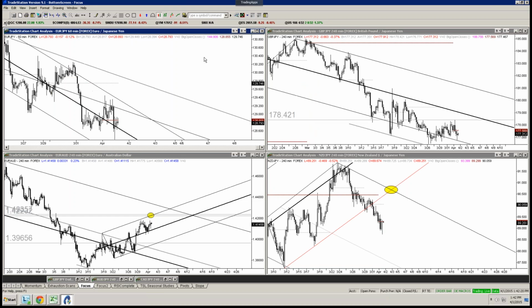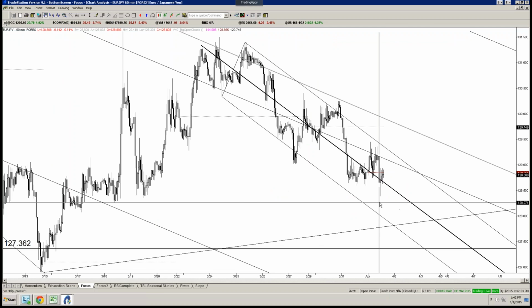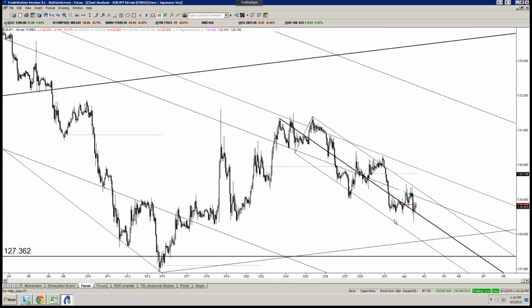In any case, with euro yen coming off into these, I don't really see much to do here. We're at support here, so we could get a pop. I'd be paying attention to a couple levels. 129.75 is resistance, would be one.